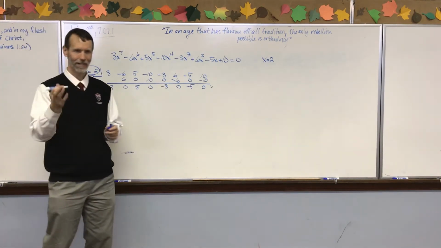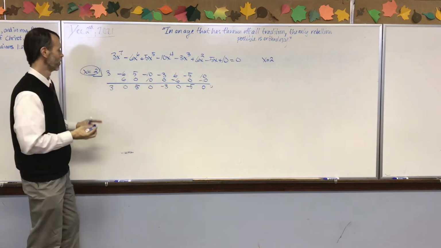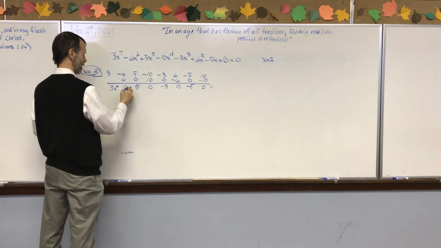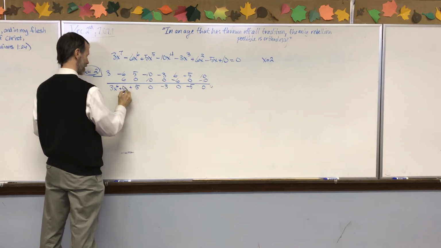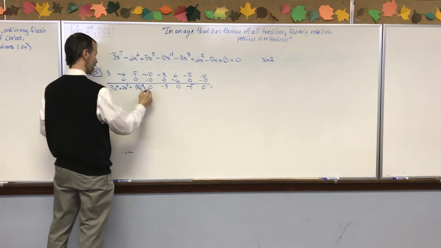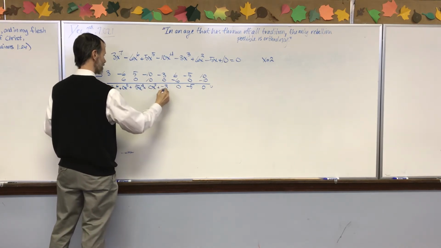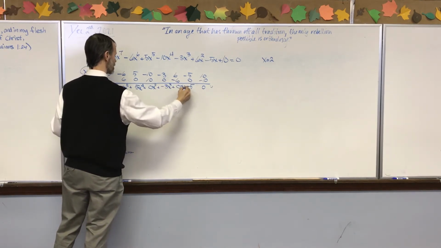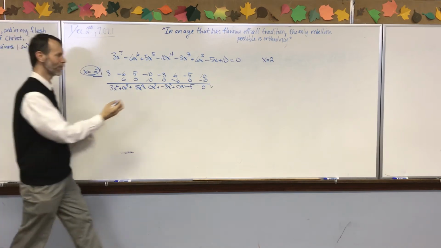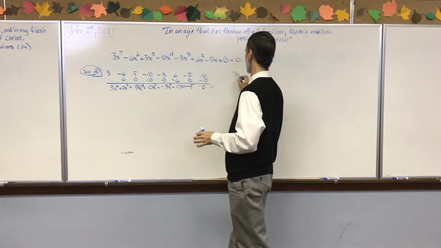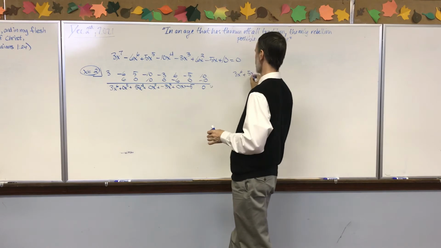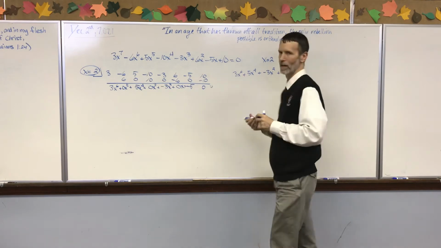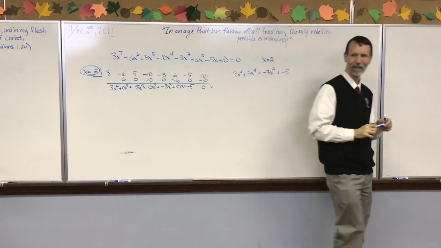Can somebody translate this for me? Nate, take over. So it's 3x plus 6, plus 0x to the fifth, plus 5x to the fourth, plus 0x, plus 3x squared, and 0x, plus negative 5. Now, the condensed version of this is this: 3x to the 6th plus 5x to the 4th plus negative 3x squared plus negative 5. Would there be any advantage in writing it like that? Katie?